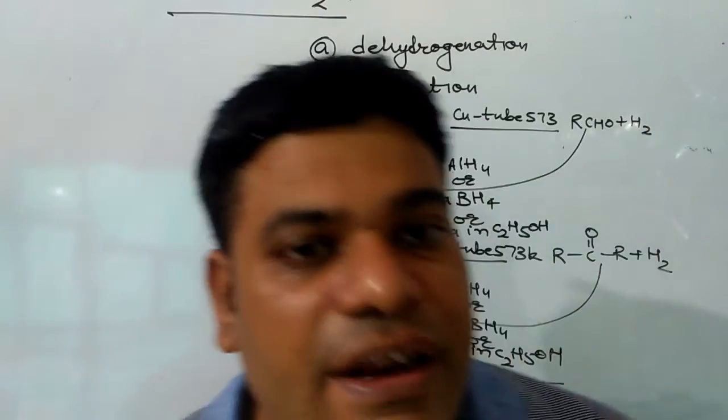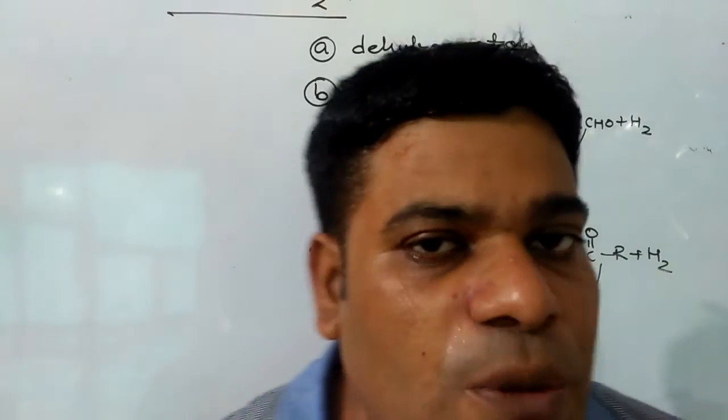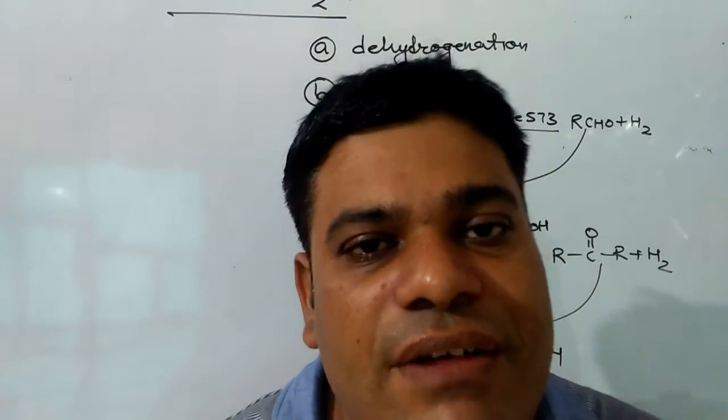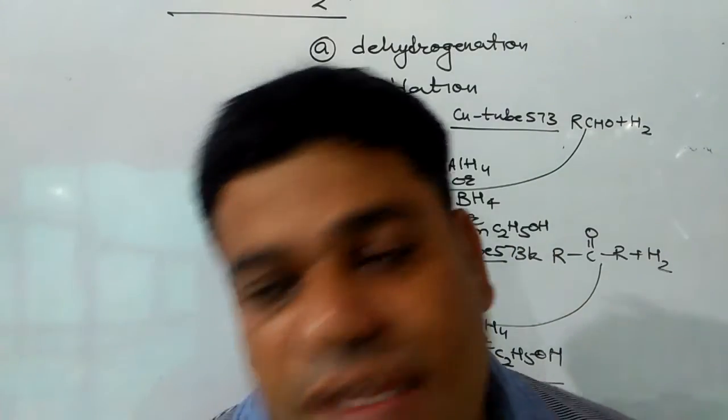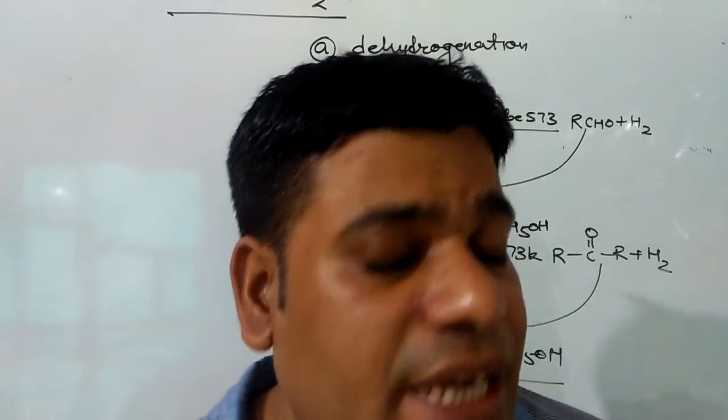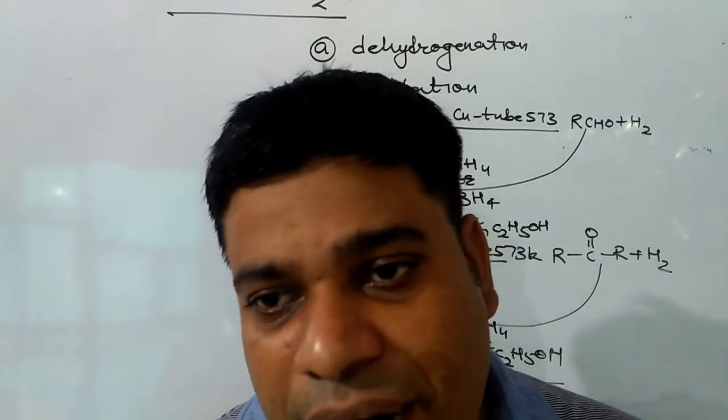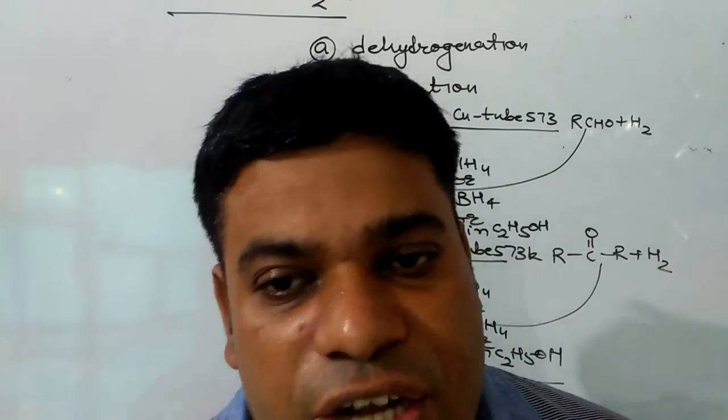There might be questions regarding conversions on the basis of this topic. The first one will be convert ethyl alcohol into acetaldehyde. For that you have to pass ethyl alcohol through a copper tube at 573 Kelvin. Next one might be convert acetaldehyde into ethyl alcohol.